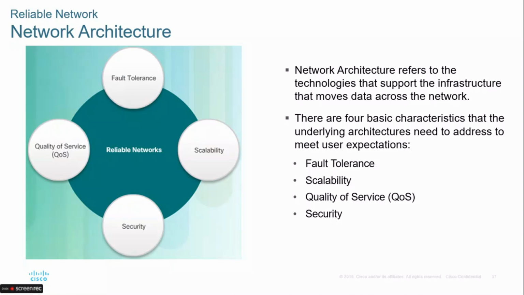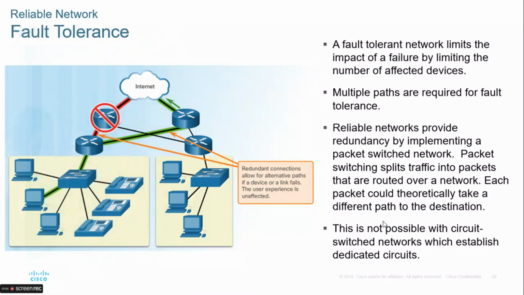Then quality of service. This is the aspect I talked about earlier, that there is priority given to video and voice in a network. So that is it. These are 4 basic characteristics that underlying architectures need to address to meet user expectation: fault tolerance, scalability, quality of service, security. So I have explained all of them. I'll just move faster.